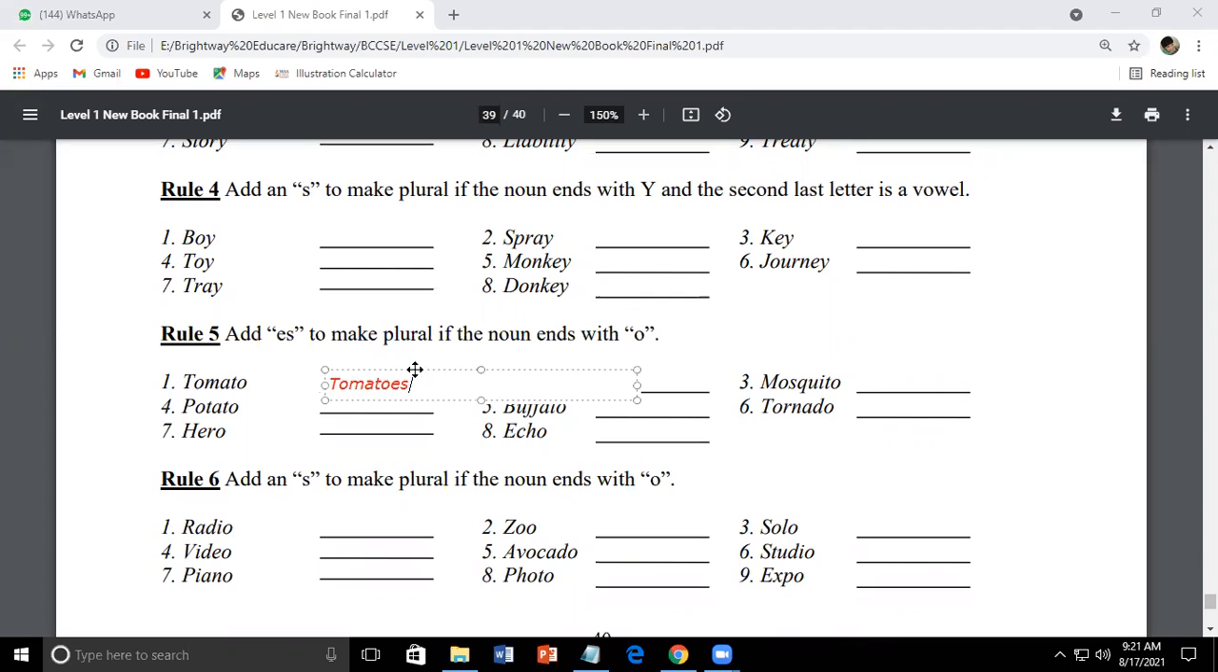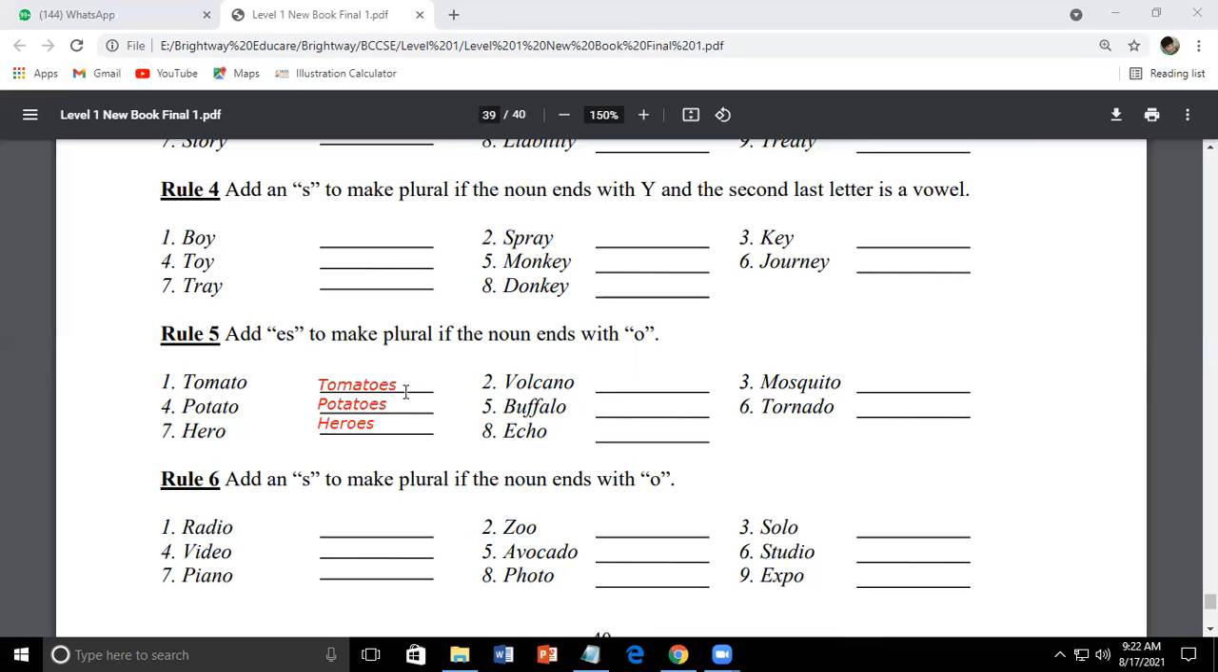TOMATOES. So after O, we will put ES. Let us go for the next one. POTATOES. Third one, HEROES. I also request you to focus on the pronunciation. It'll be tomatoes, potatoes, and heroes. Because many a times we have different types of pronunciations for tomato and potato. The correct pronunciation is tomato and potato.